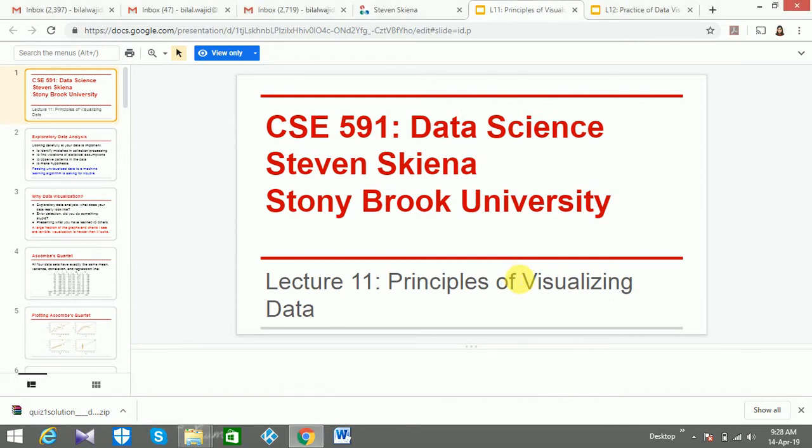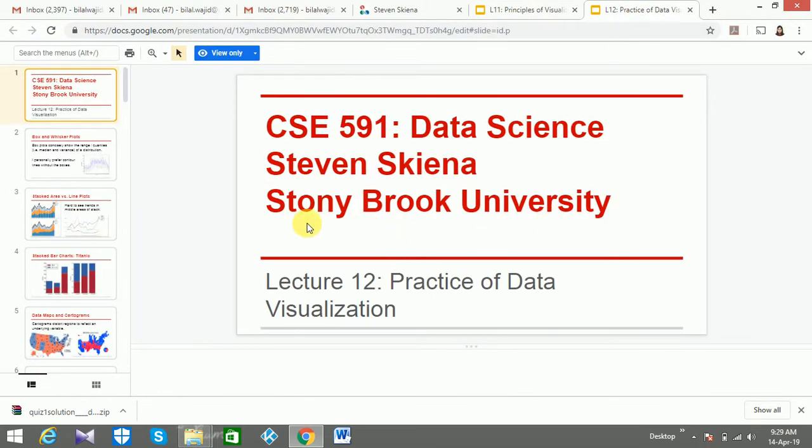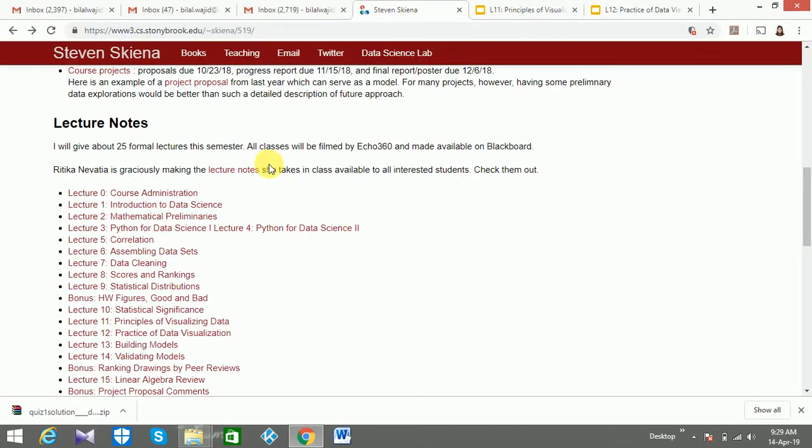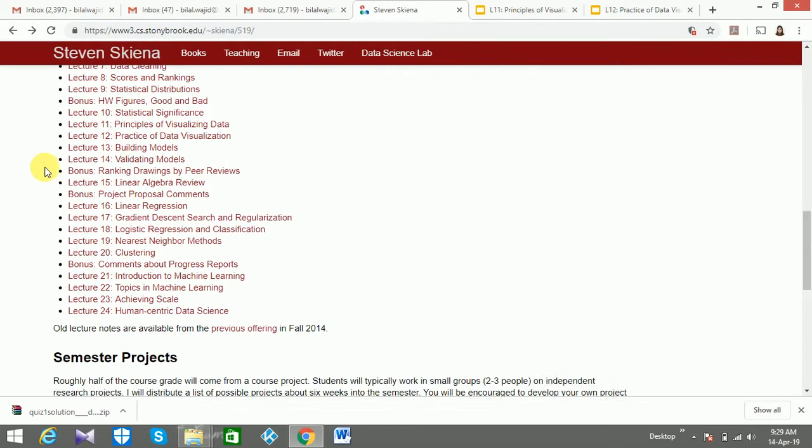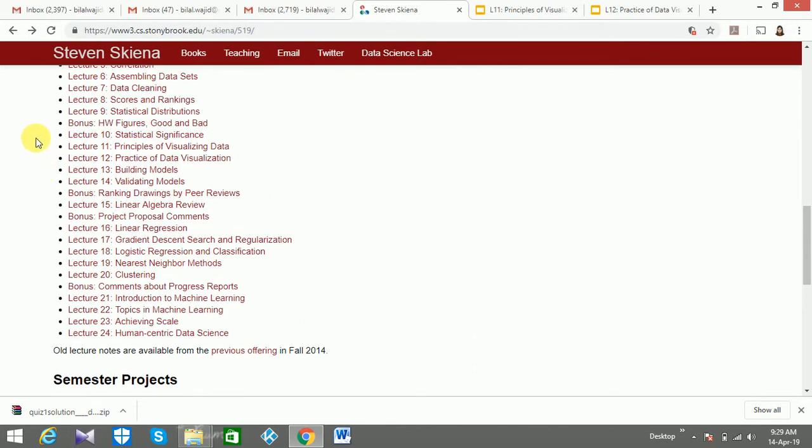So this particular lecture is a lecture that I usually teach all of my classes, and this is partly because this is, you could refer to as going back to the drawing board per se. Now in this particular lecture we're going to talk about principles of visualizing data, a lecture by Stephen Skiena of Stony Brook University, and we're going to talk about again practice of data visualization. Both these lectures are available online at cs.stonybrook.edu. These are the 25 formal lectures that he teaches for a course by the title of Data Science.